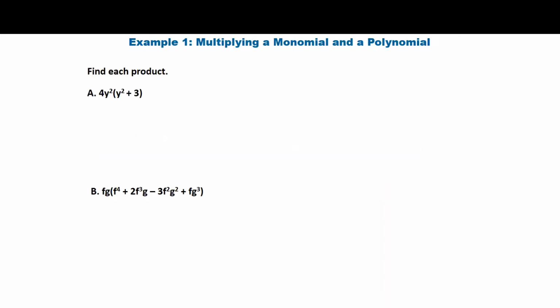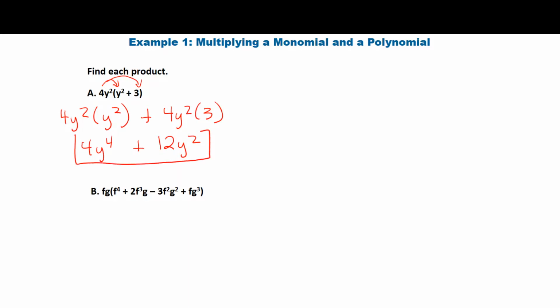All right, so let's try this example. It says find each product. So really all we have to do is distribute our 4y squared. So we're going to go ahead and do that. 4y squared times y squared, and then distribute it to this next one, plus 4y squared times 3. Now we just have to multiply and simplify, so it's going to be 4y to the fourth plus 12y squared, and that's all you have to do and you're done.